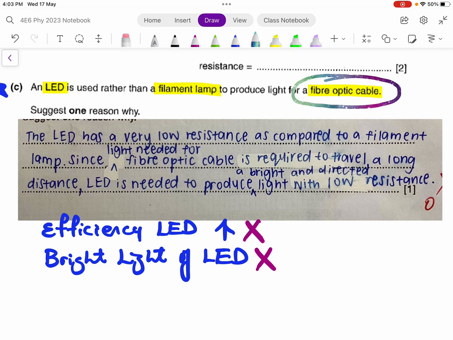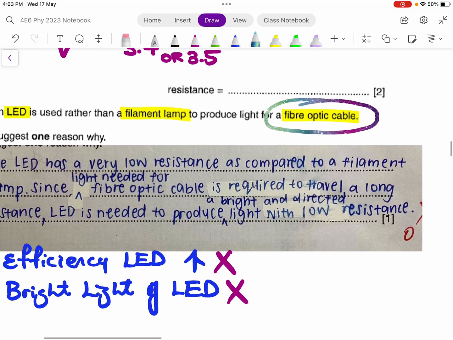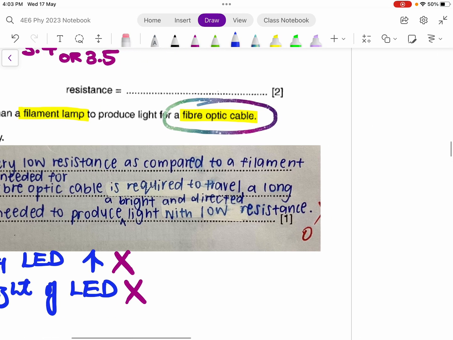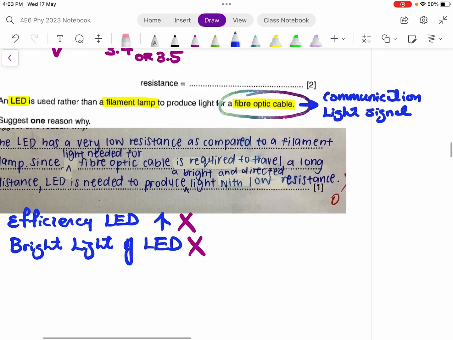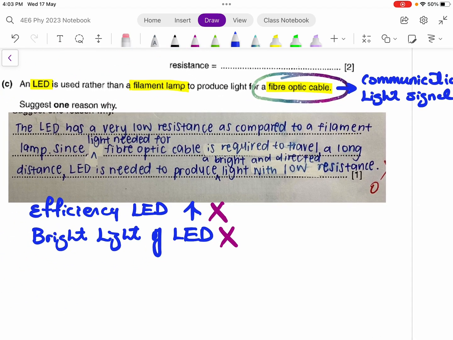So what is a fiber optic cable? If you think about it, what is its use? Its use is in communication, correct or not? And what is the medium of this communication? It is by sending a light signal, correct or not? So if you are telling me that using LED gives you brighter light, does it matter to a communication which relies on light signal? What is a light signal?